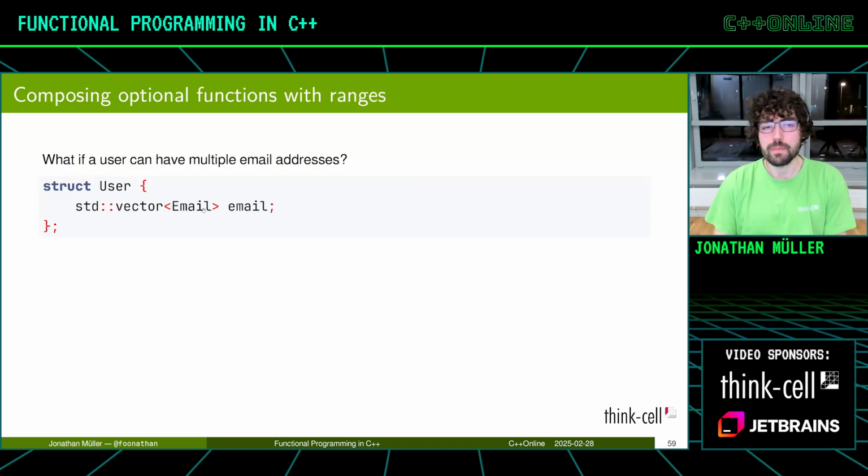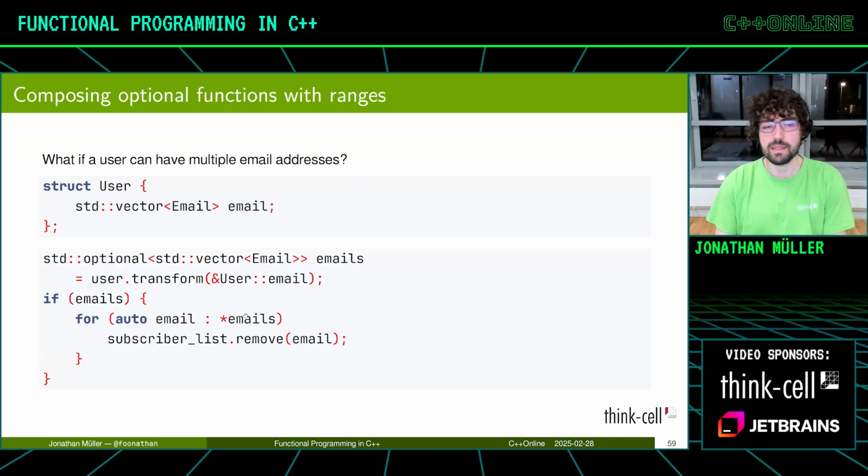Now, what if a user can have multiple email addresses? And then we want to remove them all. In this case, we end up with an optional of a vector of email. And then we've got an if and a for. And this is likewise a bit awkward because what's the difference between a null opt and an optional containing an empty vector? In our context, we don't really care about them. Semantically, it's the same thing. It means the for loop shouldn't do anything.